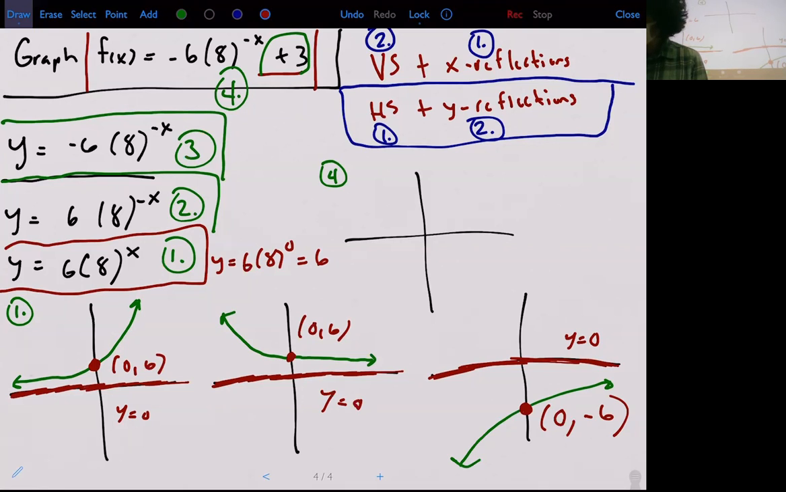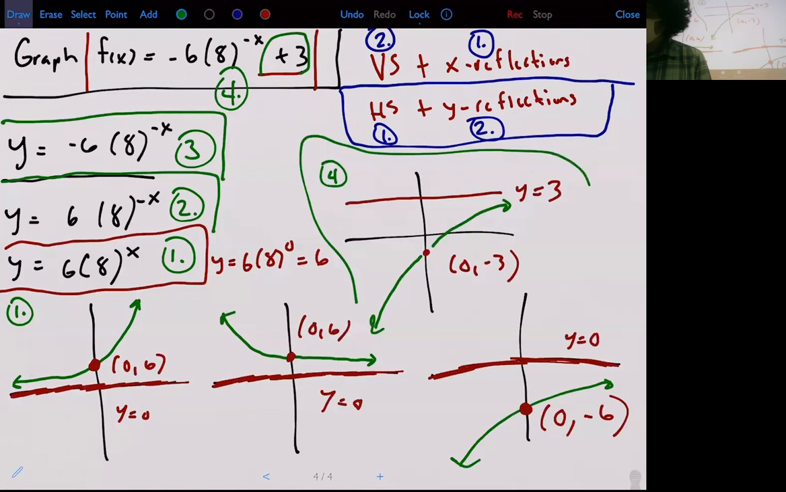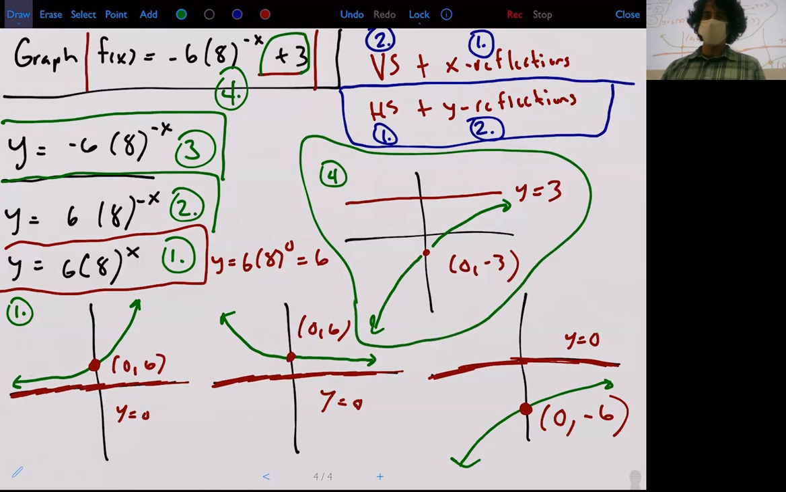So we can just see how this affects the horizontal asymptote and the y-intercept. The horizontal asymptote moves up to be y is equal to 3. The y-intercept becomes (0, -3). And our graph has the same basic shape. And so we get a graph that looks something like this. So number 4 is the solution to this question.